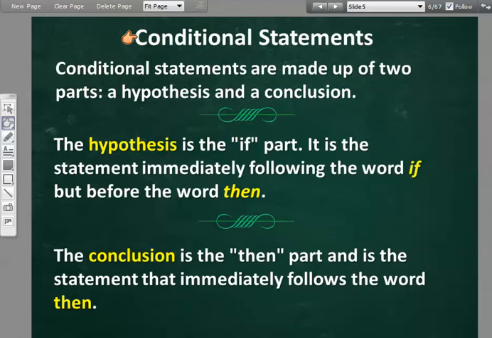First, let's talk about conditional statements. Conditional statements are made up of two parts. It will always have a hypothesis and a conclusion. The hypothesis is the if part. It is the statement immediately following the word if, but before the word then. And when we get going in class, we'll say, okay, a hypothesis follows the word if. Okay? And then the conclusion is the then part, and is the statement that immediately follows the word then. So the hypothesis follows if, the conclusion follows then.